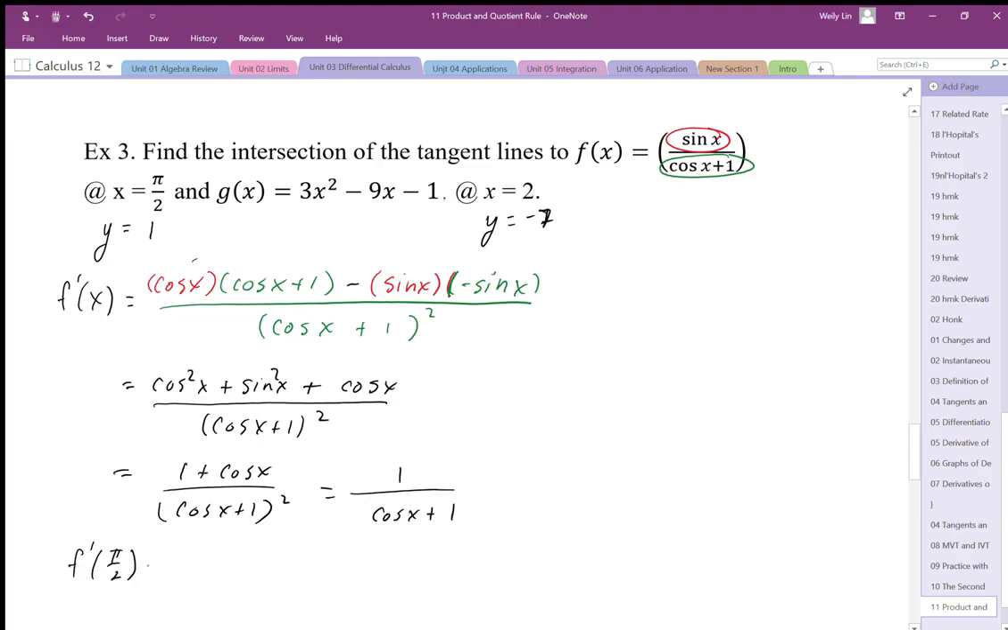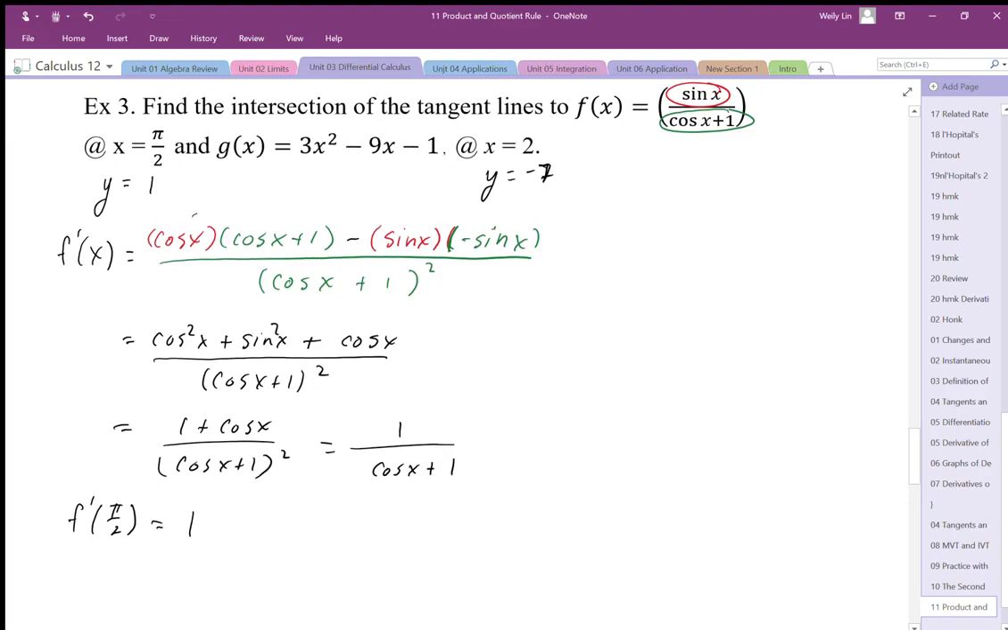So I want my derivative, or my slope, at pi over 2. Cosine of pi over 2 is 0, so I get a slope of 1. So there's my slope. The equation of my first tangent line is y equals 1 times x minus pi over 2, plus 1. Okay, so there's one tangent line.